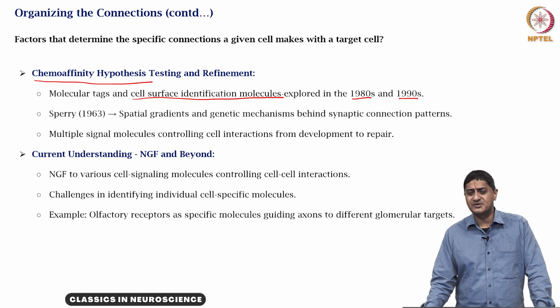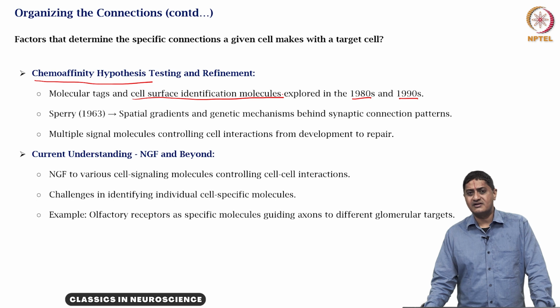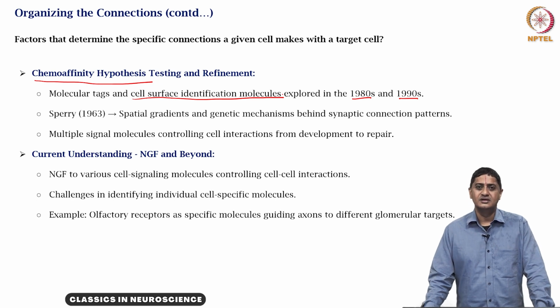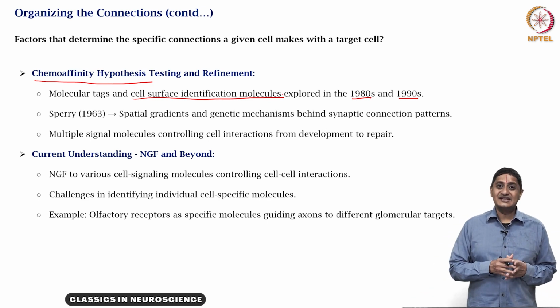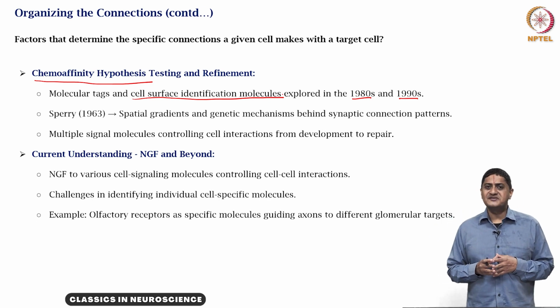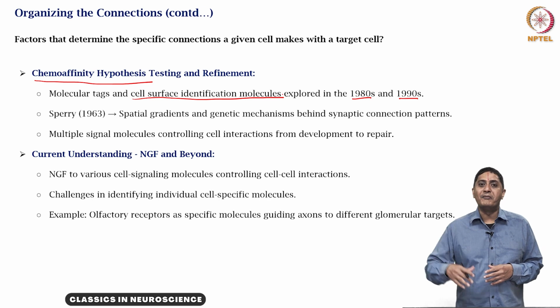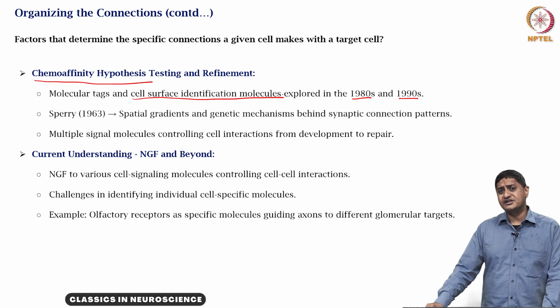Remember, Sperry's experiments were in the 1950s, the late 1950s. Although the specific cell surface identification molecules were found later, the theory that there are these biochemical identification tags came in the 1950s. So, this idea preceded the experimental evidence that came much later, two to three decades later. But that is regarding the identification tags.